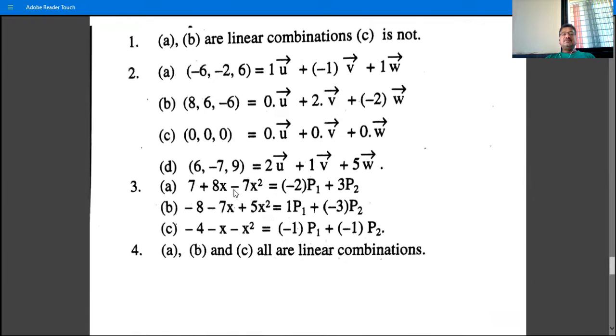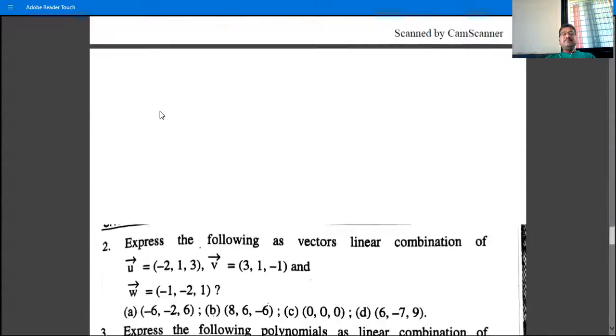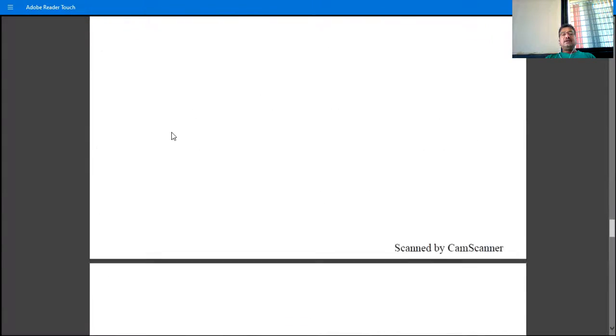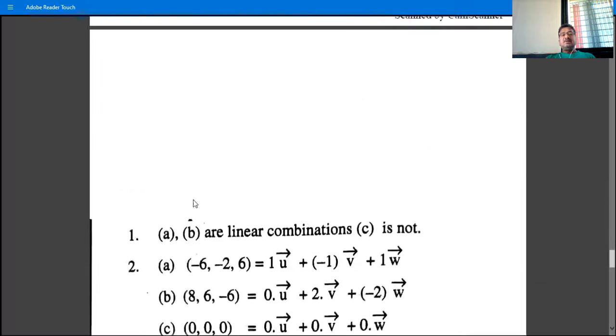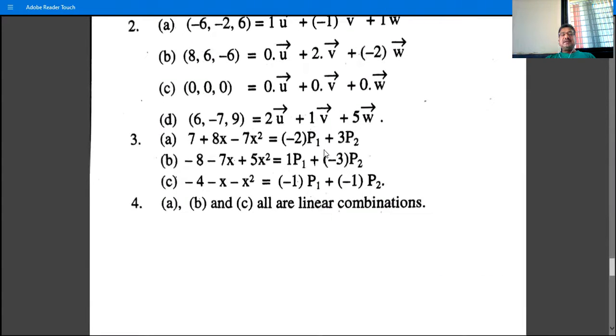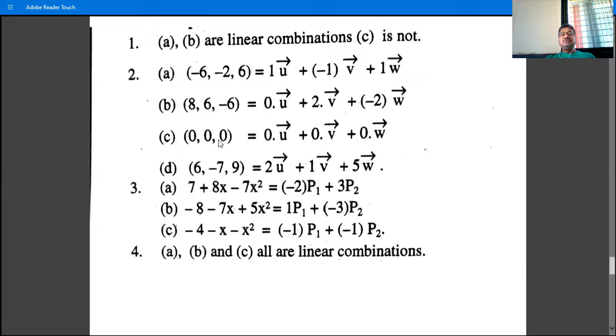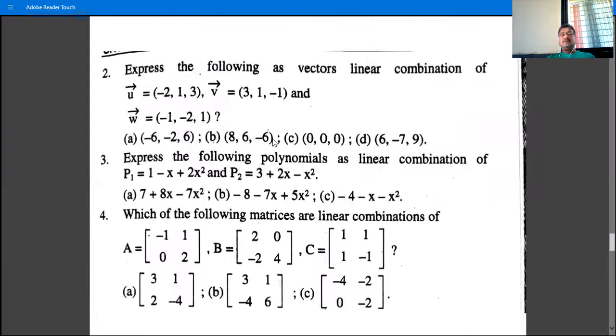So these are the answers to these problems, all these problems 1, 2, 3, 4. If they are expressible as a linear combination, then the values of K1 and K2 are given. So 0, 0, 0. Observe this example, 0, 0, 0. This vector is expressible as a linear combination of any vectors.